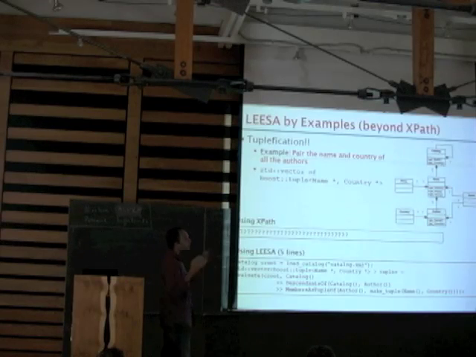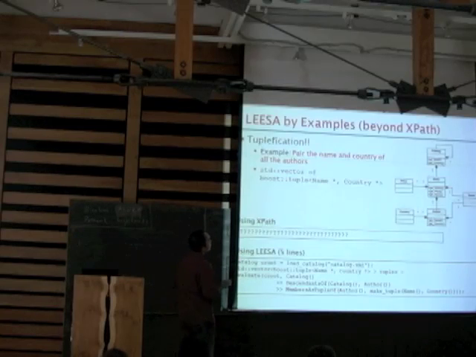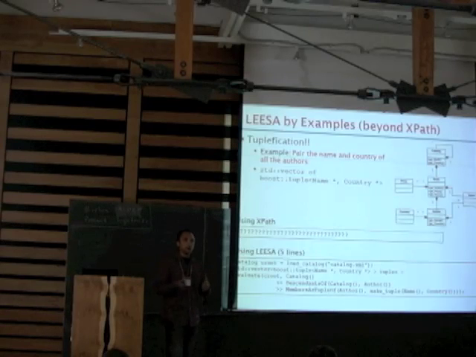What about so-called tuplification? I don't think that's a name. That's a valid word in English, but I'm just calling it that. You want to basically tuplify your members, putting together names and countries of an author. I don't think XPath offers you any way to do that. You cannot have a pair or tuple like that. But in Lisa, you can do that.